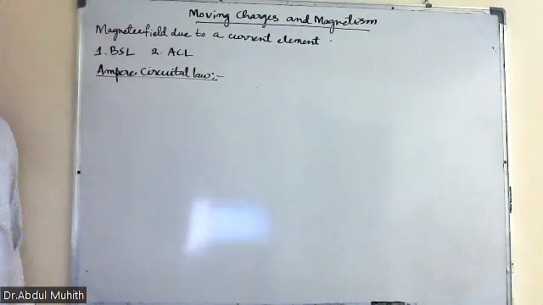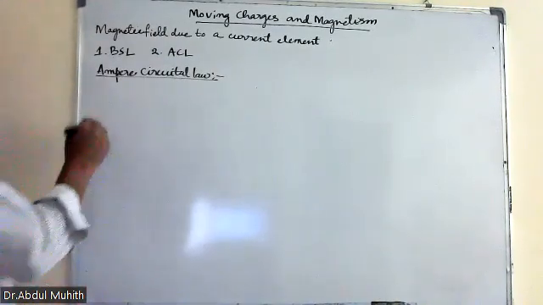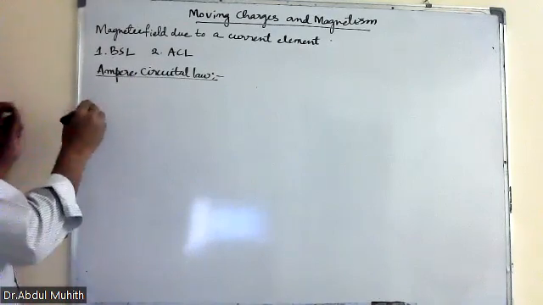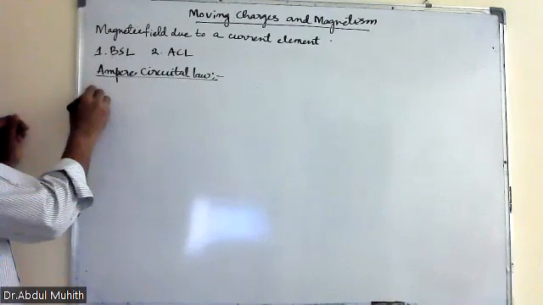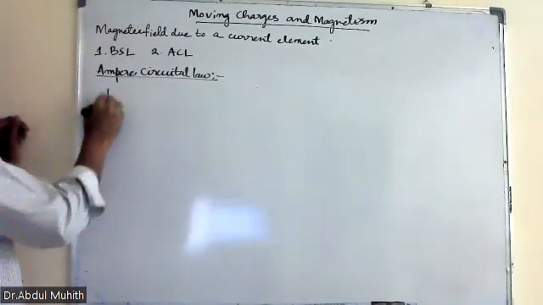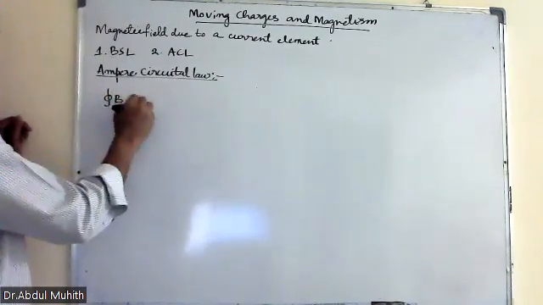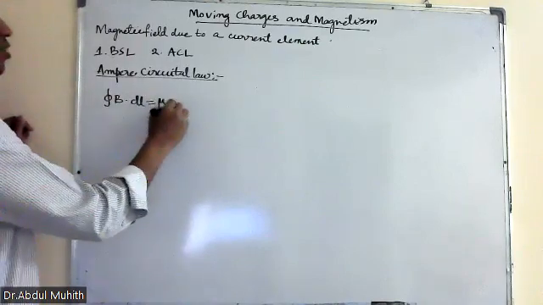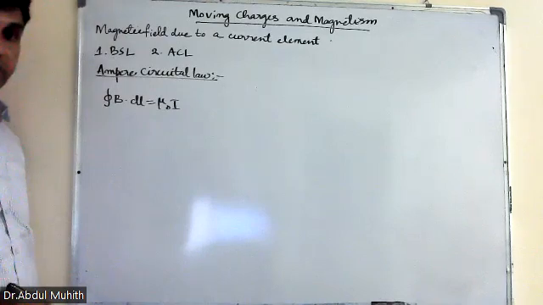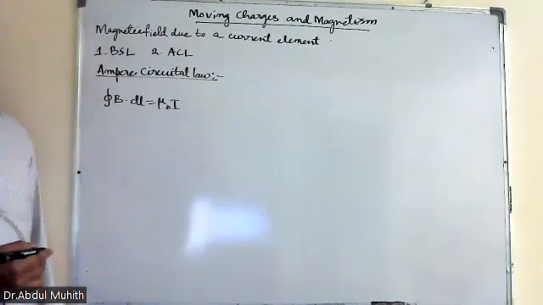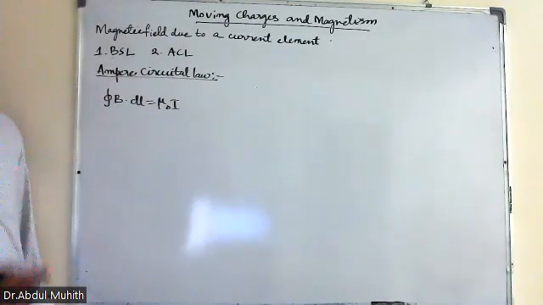Ampere's circuital law says that the closed integral of B dot dl is equal to mu naught times the current passing through the surface. So closed integral B dot dl is equal to mu naught I. This is the formula. If I want to find out the magnetic field around a current carrying conductor, then I have to use this formula according to Ampere's circuital law.